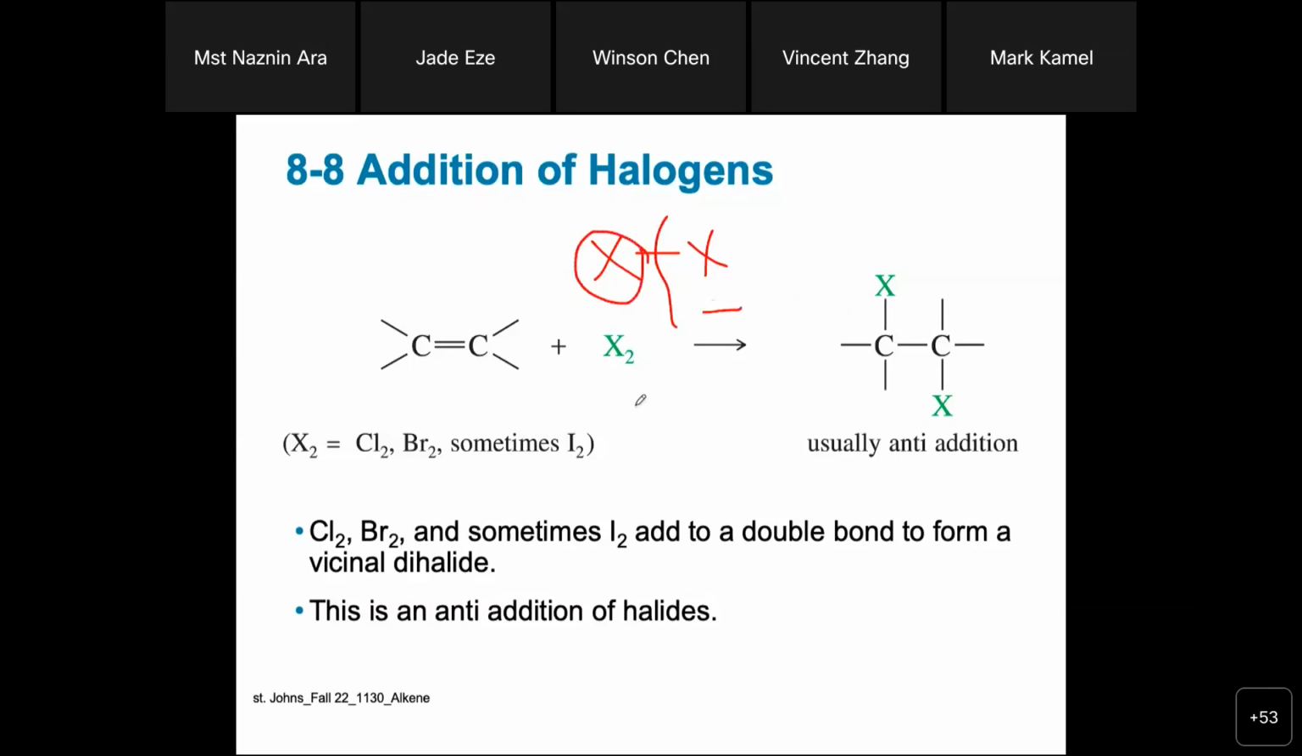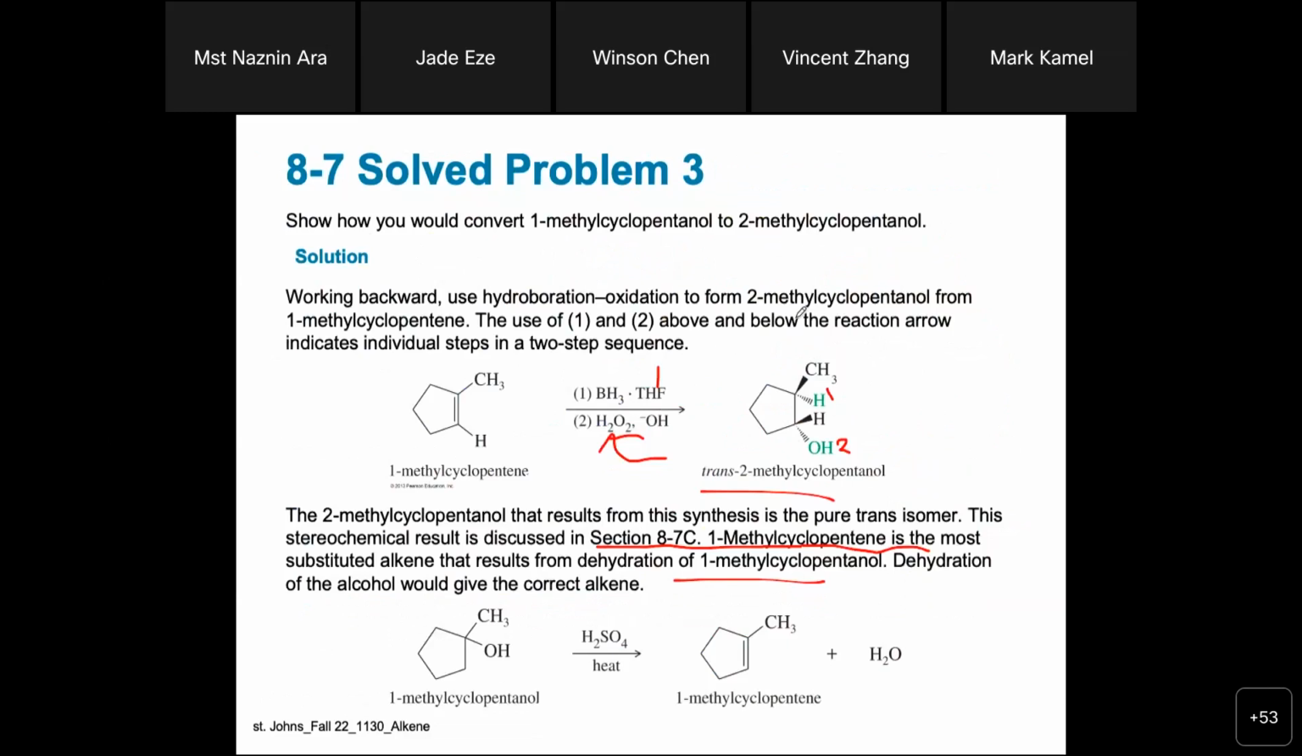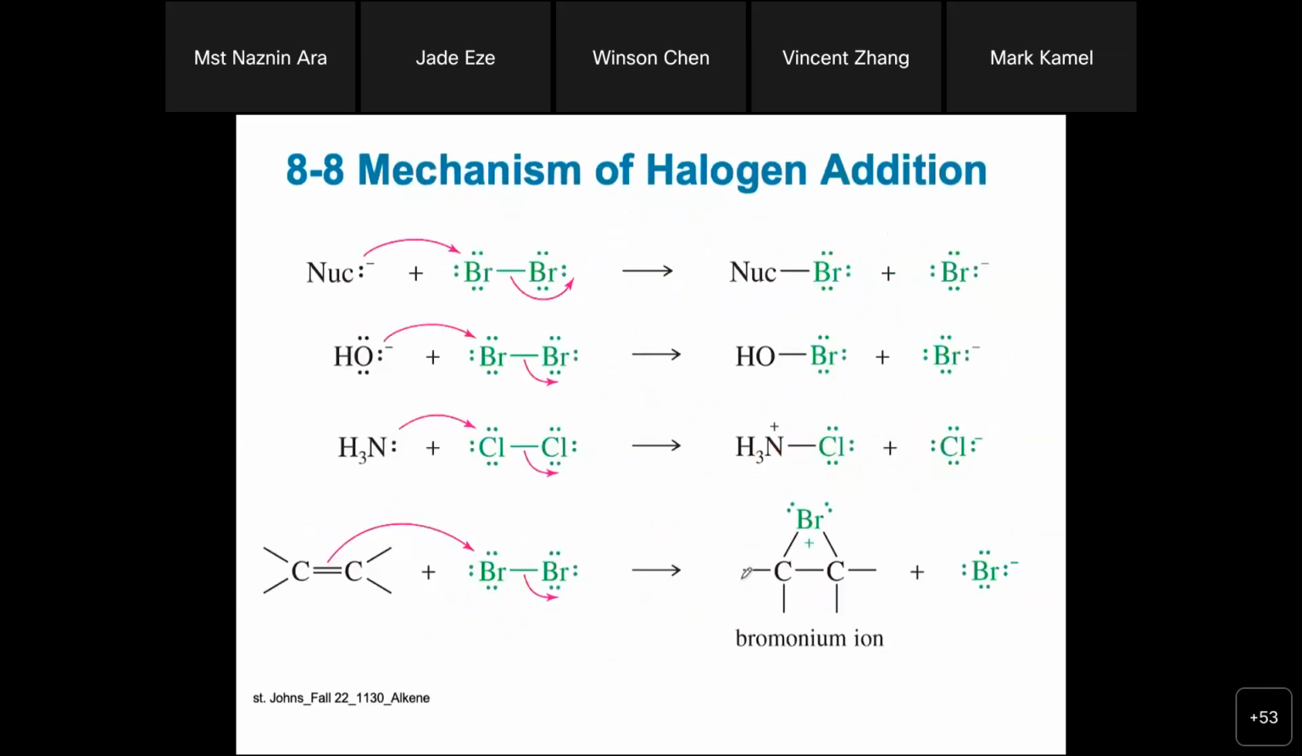And this type of addition, normally the product from this is called the vicinal dihalide. This is a very famous functional group. This is called the vicinal dihalide. I remember I discussed it a lot when I last taught the alkene chapter. So chlorine, bromine, and sometimes iodine add to a double bond to form a vicinal dihalide. This is an anti-addition. See, syn addition is the same side. Anti-addition is both sides. I mean, if the first goes down, the other will go to the opposite side. Okay, so you need to remember this.